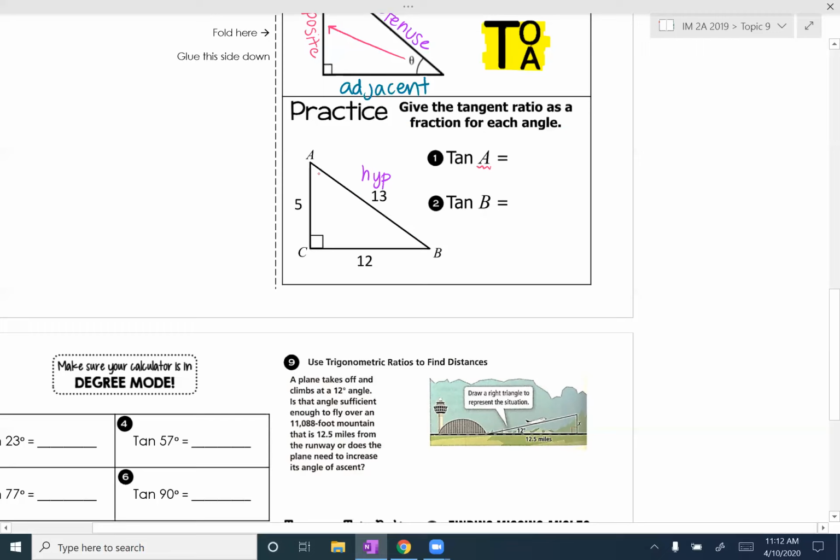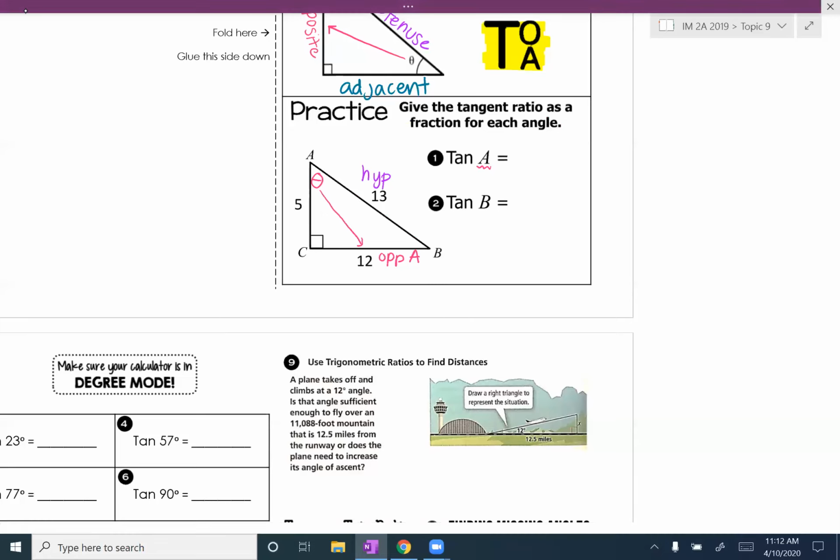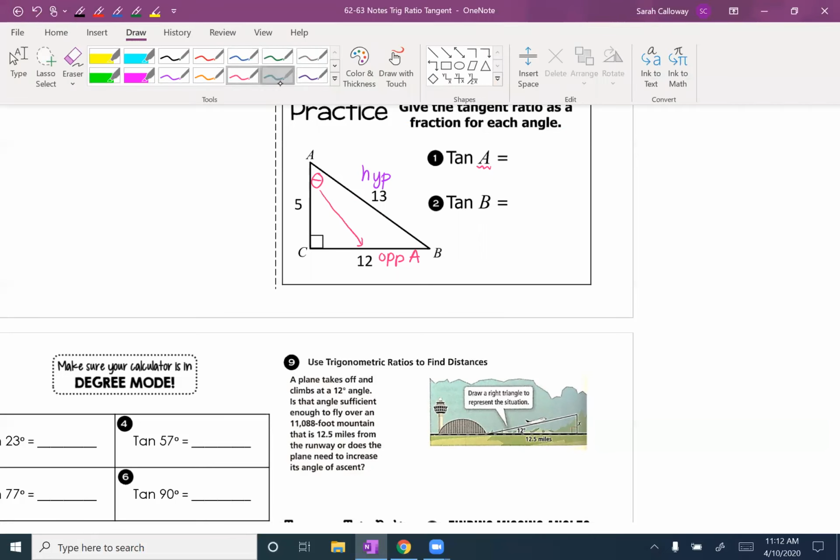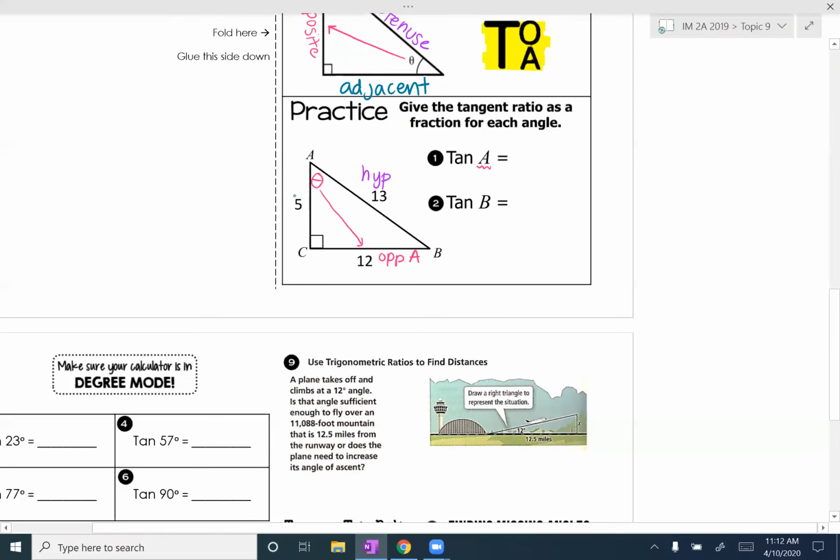So that means that if theta is here, if I'm thinking about theta as being in this spot, that would mean that 12 is opposite of A. And I'm writing the opposite of A there because I'm also going to have to find tangent of B. And so if 12 is the side that's opposite A, the other side must be adjacent to A. So that means that this side 5 is adjacent to side A.